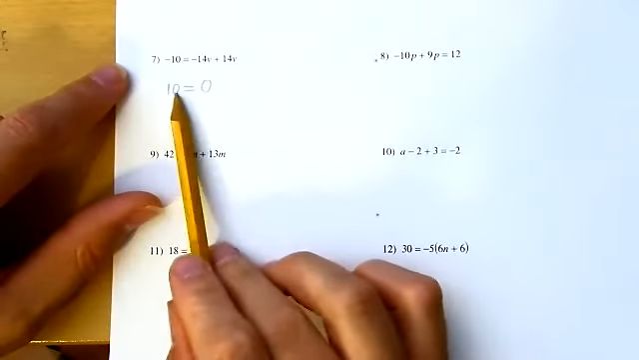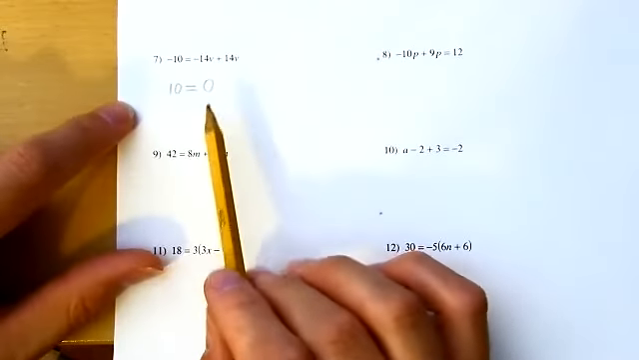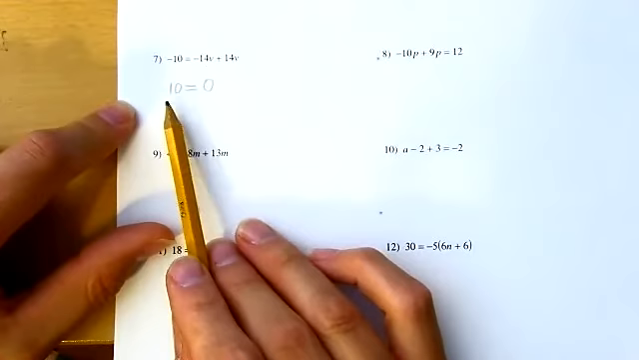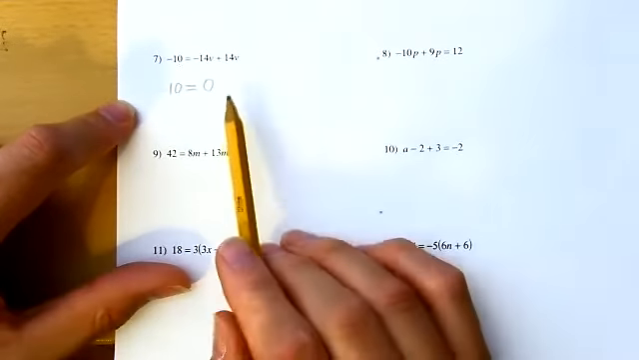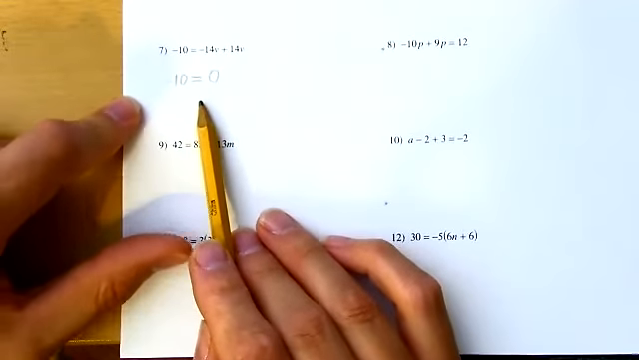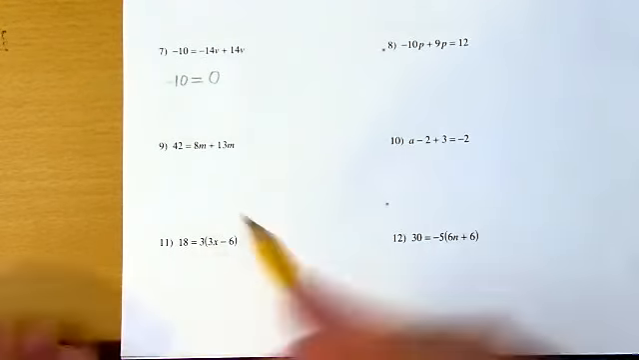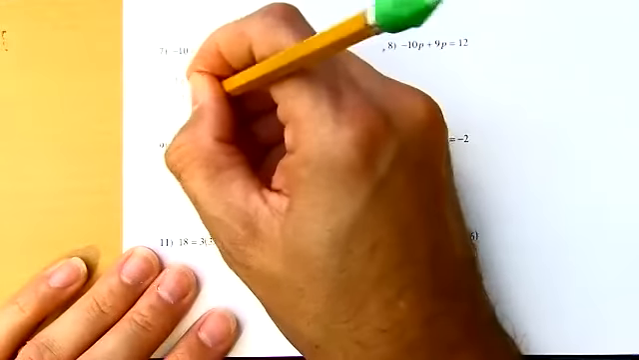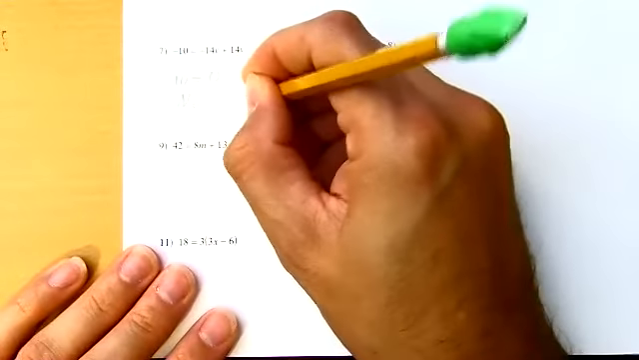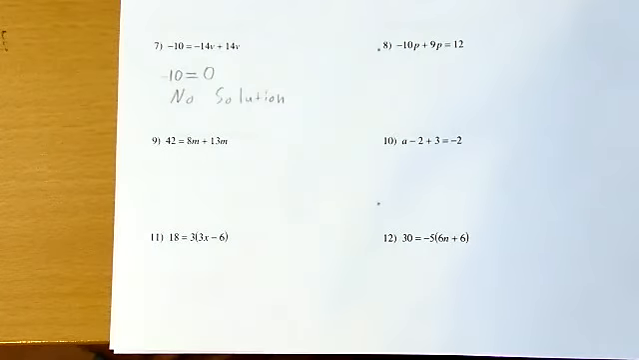Now, if this said negative 10 equals negative 10, that would be a different scenario, or 0 equals 0. But we know negative 10 does not equal 0. If you ever get a problem like this, I don't think this ever happens on the GED, but it will happen in algebra classes. So this means no solution. And there might be some others on this page that are no solution.